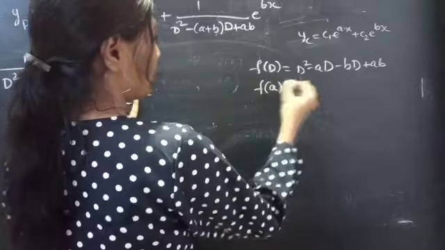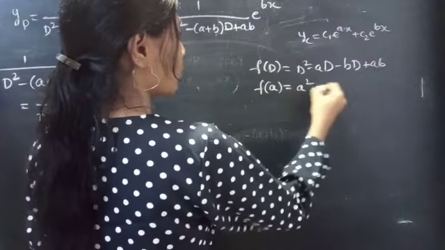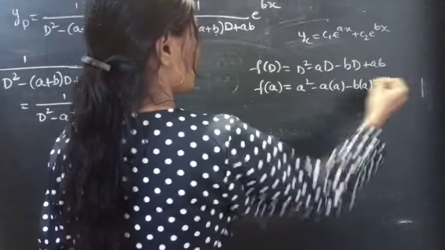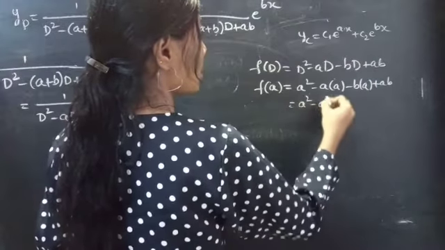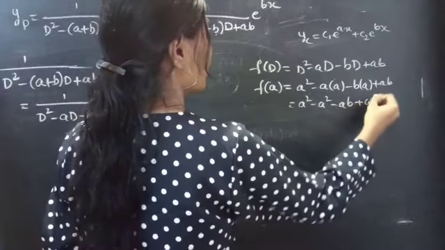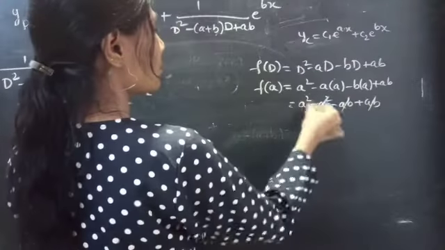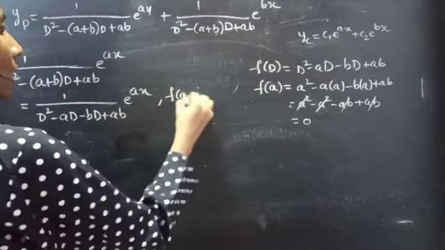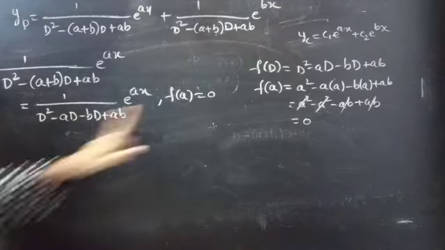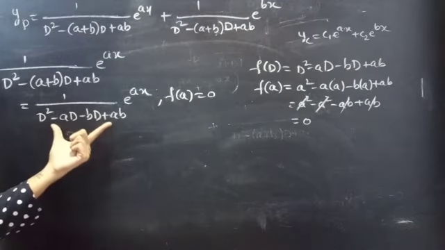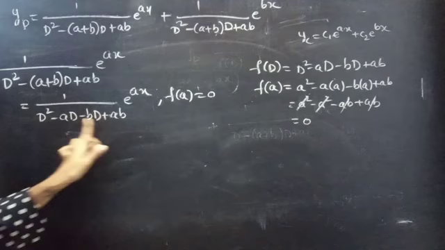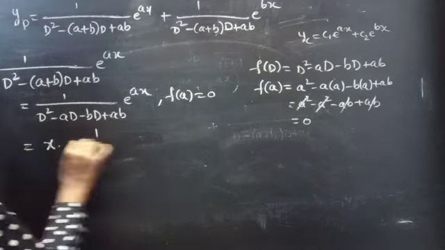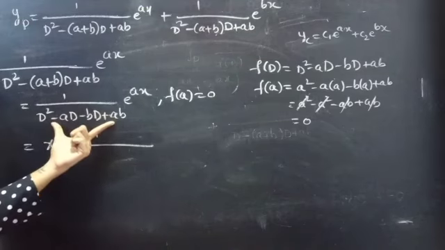Now we'll just find f of a, simply we'll get a square minus a into a minus b into a plus ab, which is equals to a square minus ab plus ab. Ab minus ab gets cancelled, minus a square plus a square gets cancelled. So finally you'll get f of a equals to 0. Since f of a equals to 0, you can't substitute or replace D by a. So next what we have to do, we'll put 1x into 1 by, find the derivative of this one.